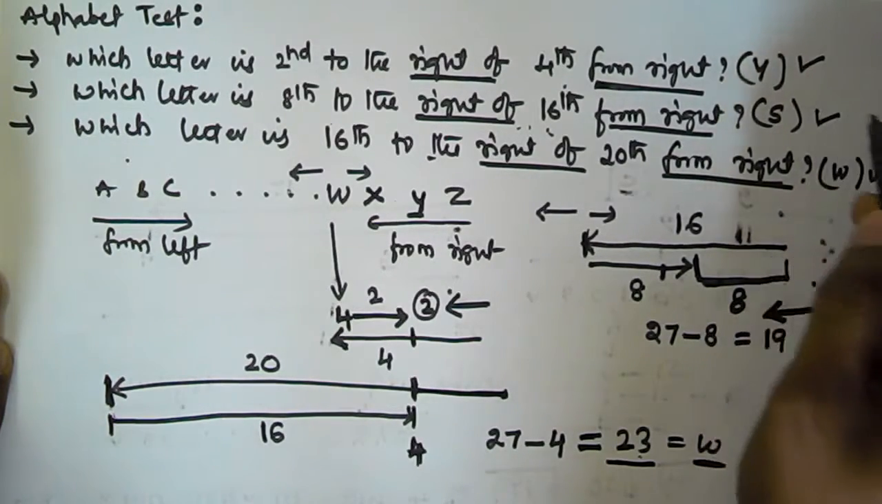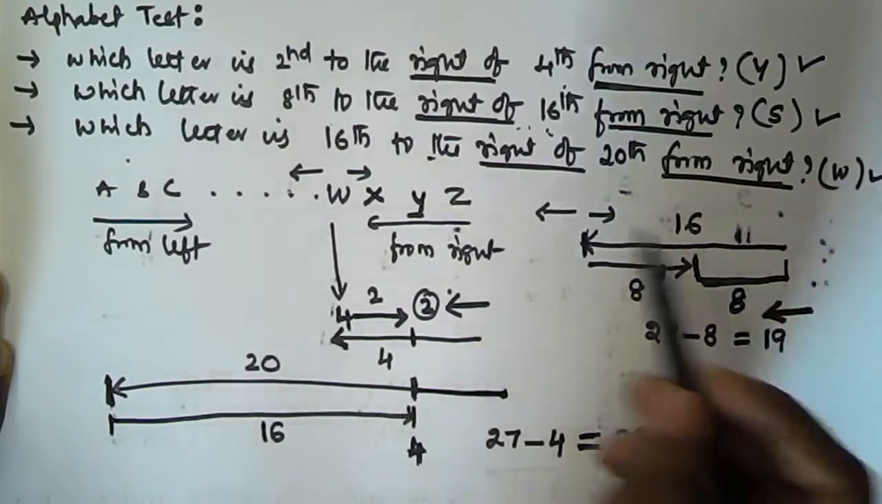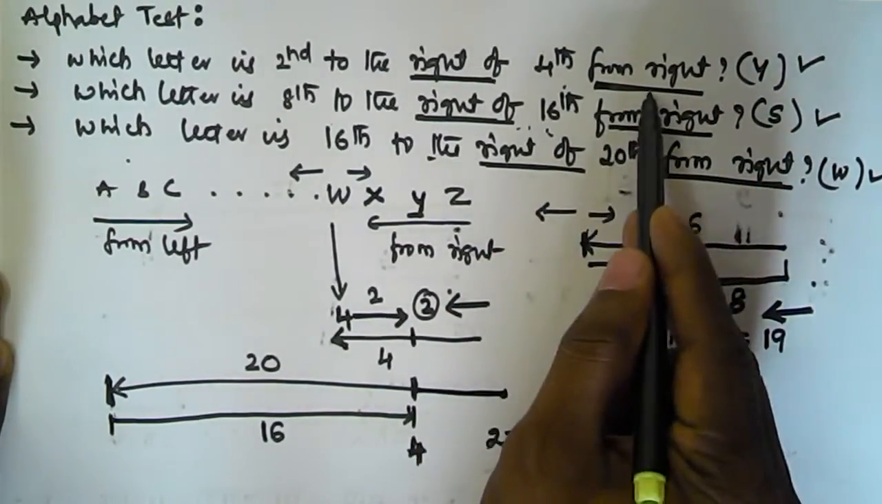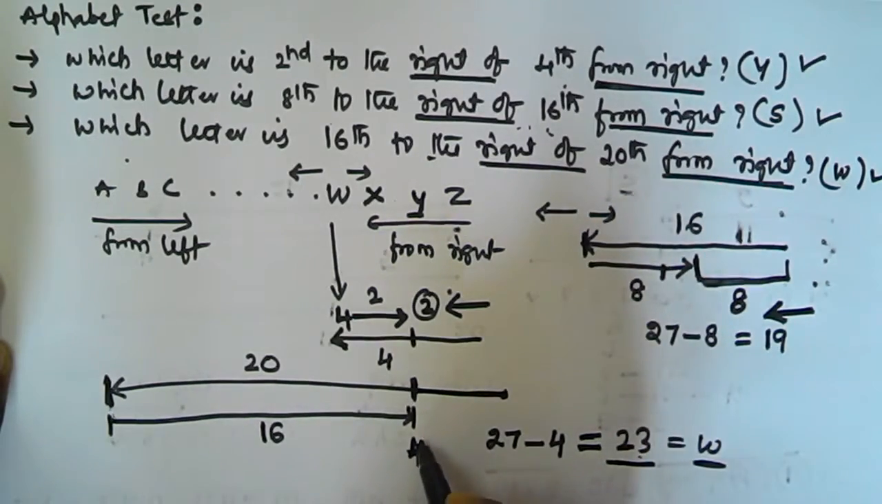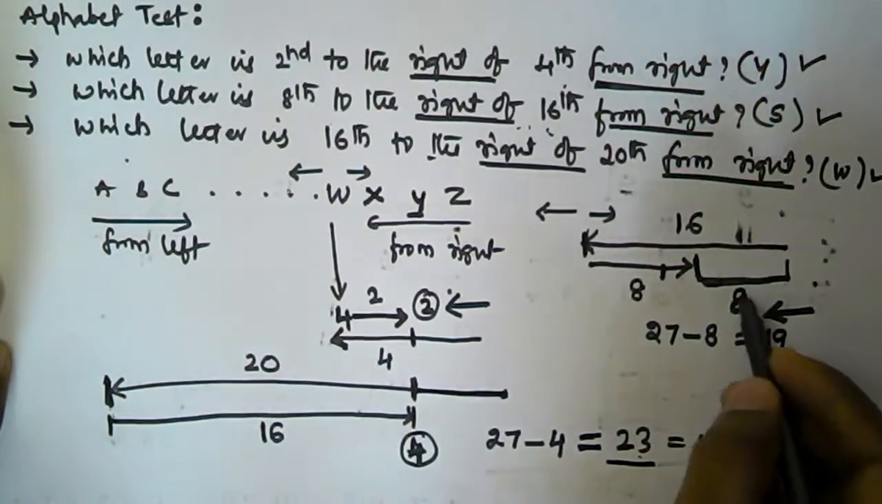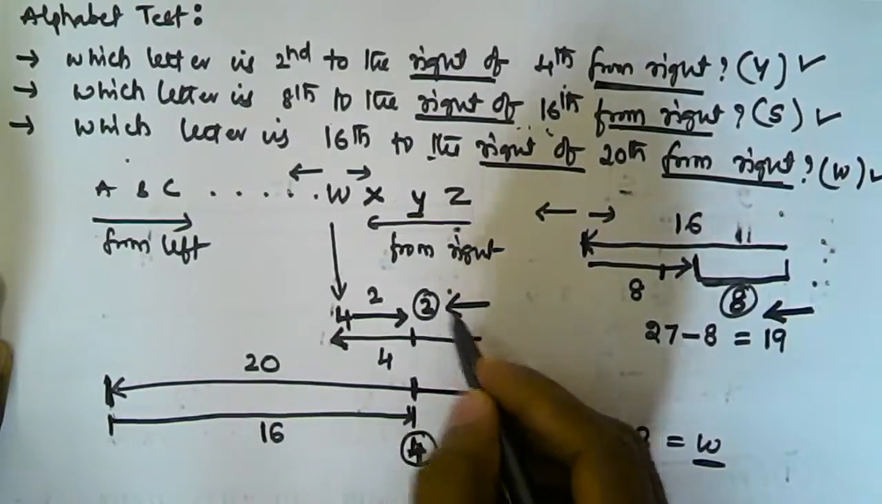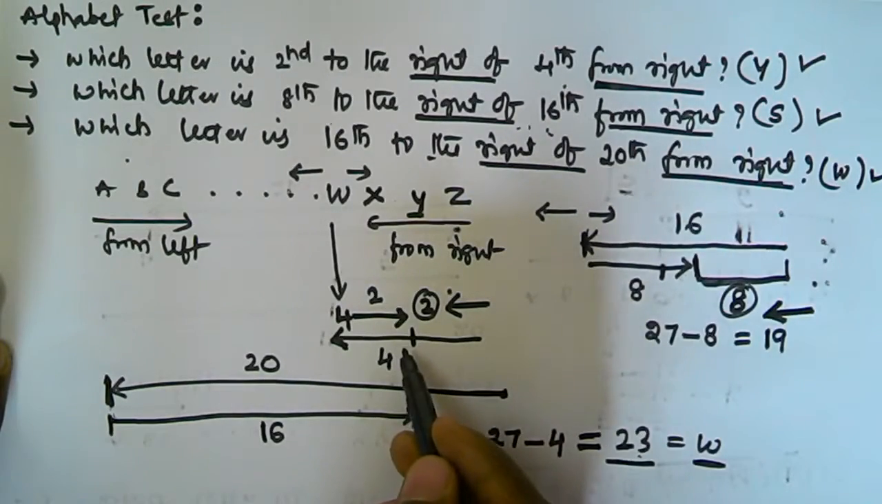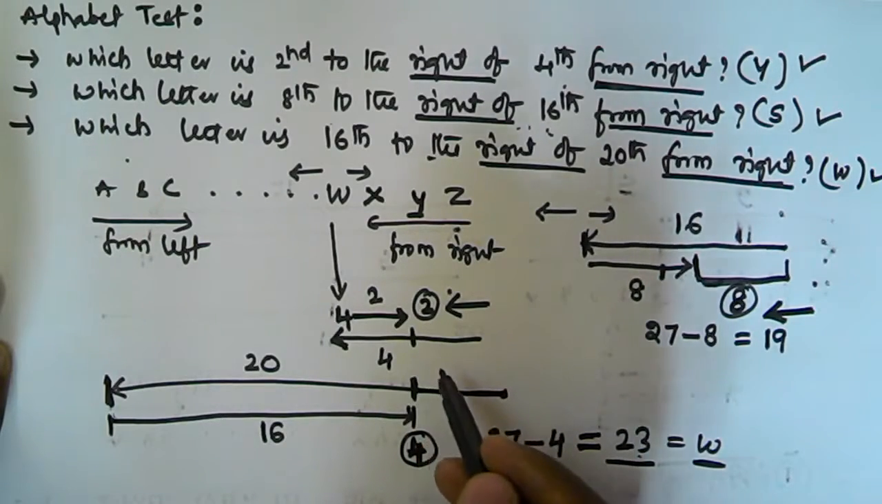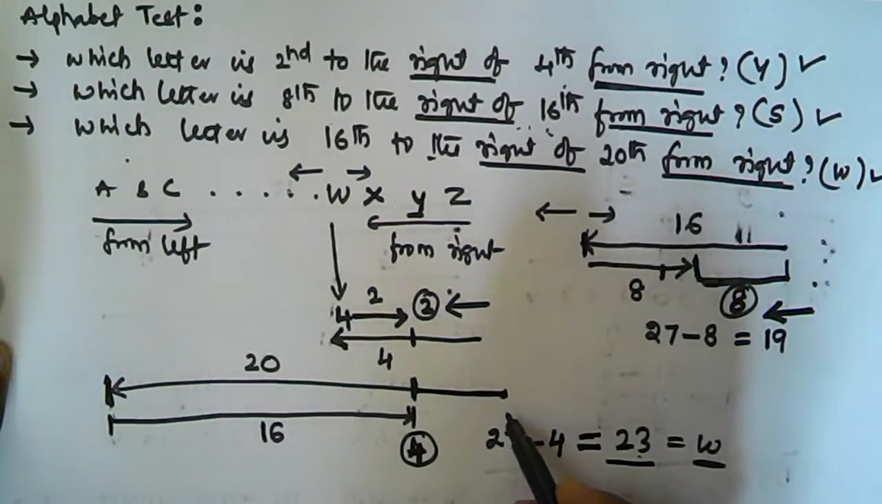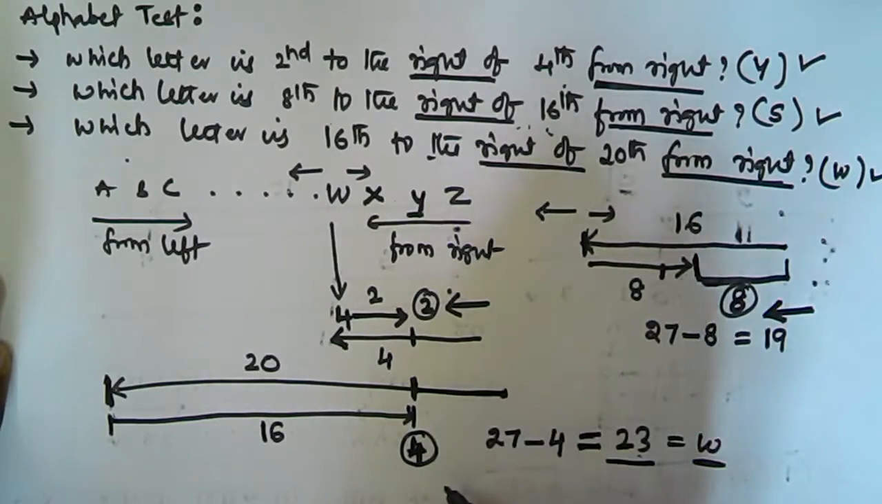I hope you got this one. Whenever you see right of from right, simply subtract. The value you get, here it is 4, here it is 8, and here it is 2, is the position from the right. Subtract that from 27, then you will get the position from left. Then by using the OTY rule, you decode that number to the character.